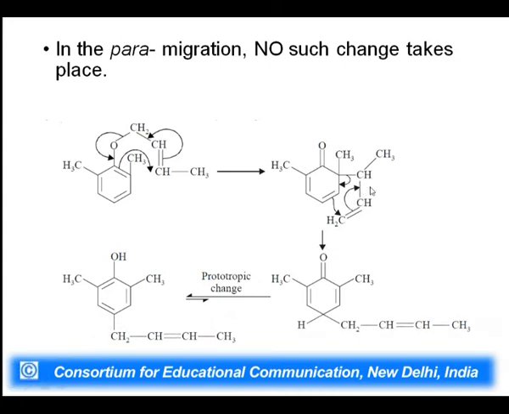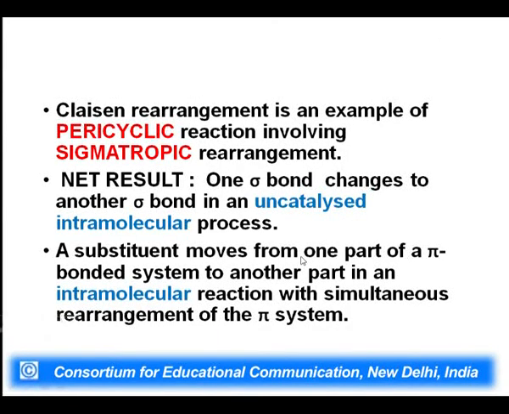In the second inversion, the same thing happens: the rearrangement takes place, a bond forms here with the gamma carbon, and the bond between the alpha carbon and oxygen breaks, and we get the second product here. Now the prototropic change takes place, the proton comes here, and we get the enolic form. So in para migration, no allylic change is taking place. The carbon which was alpha to the oxygen originally remains alpha in the product also.